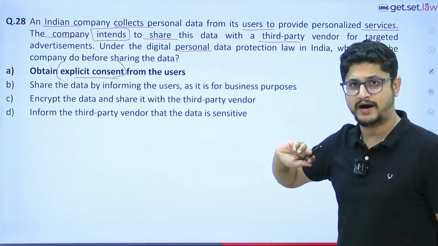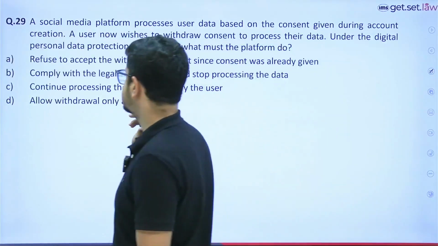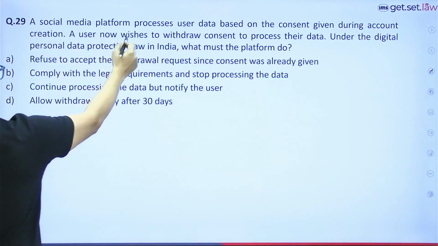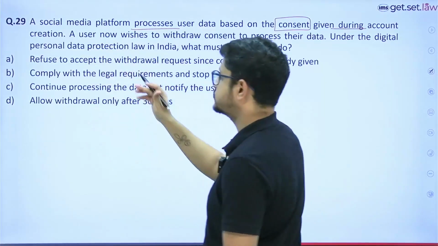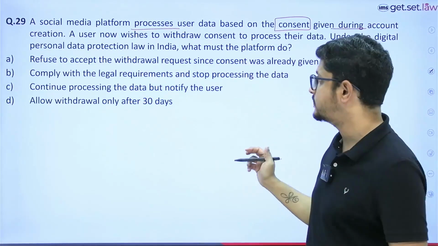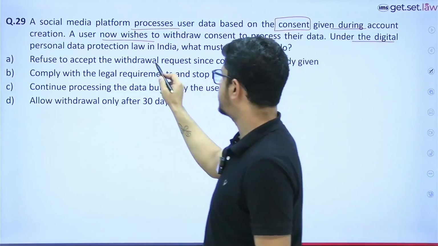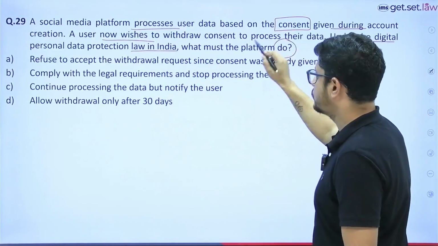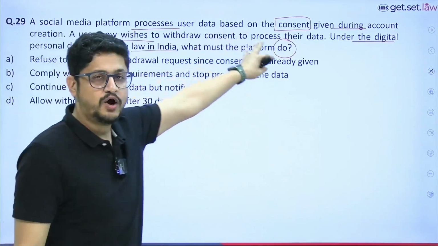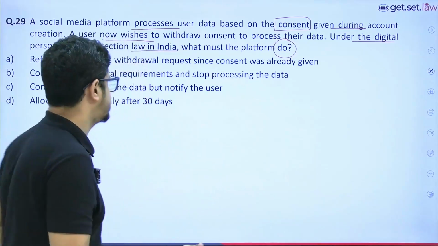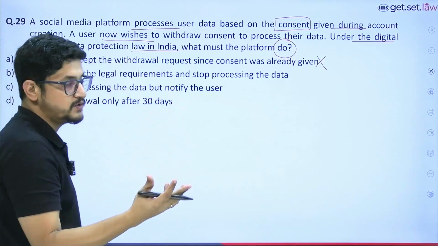The rest of the options might be indirectly meaningful, but this one explicitly mentions what the company should do: they should take explicit consent. Next, a social media platform processes user data based on the consent given during account creation. That normally happens when you create your own Gmail or Facebook account. A user now wishes to withdraw consent to process the data. Under the Digital Personal Data Protection Law in India, what must the platform do? They have to follow the legal requirements, because now we want to withdraw it and we don't want that particular thing. So refusing to accept is wrong. They have to follow it; even though the consent was given, now we can withdraw it.